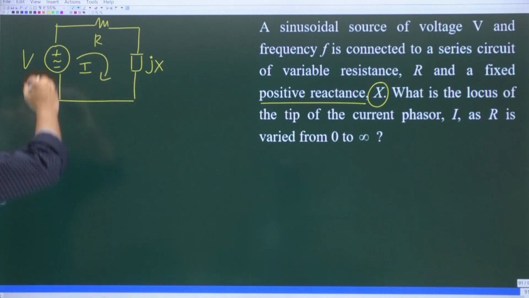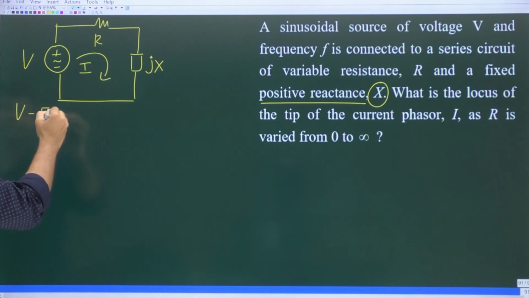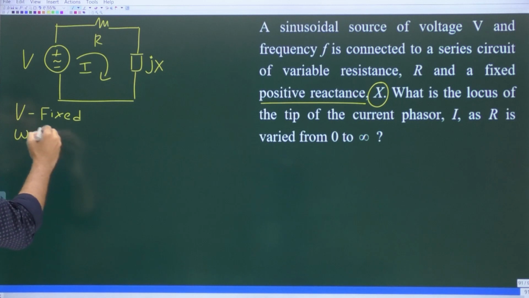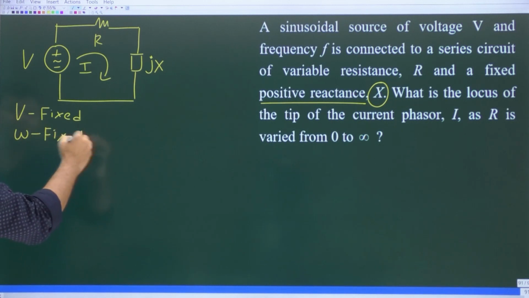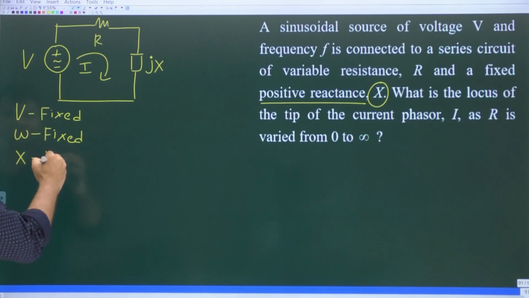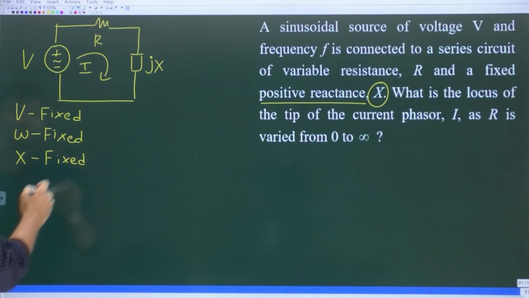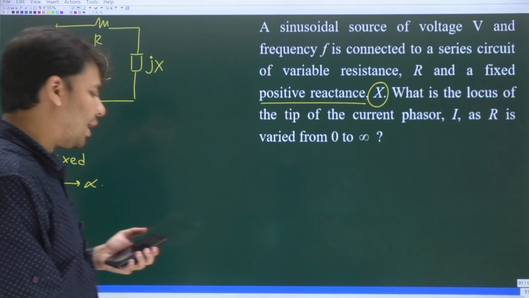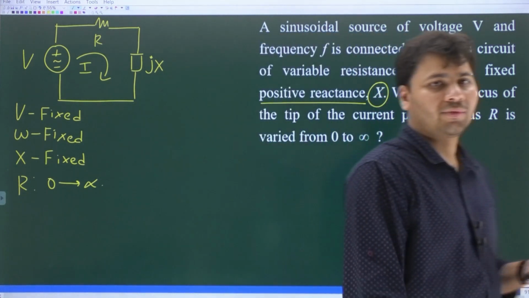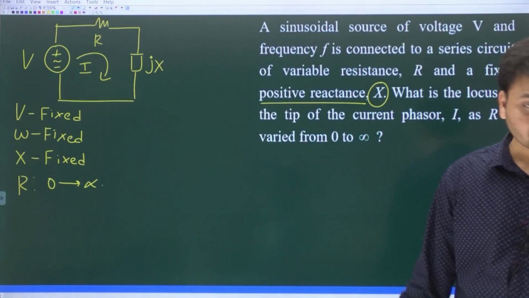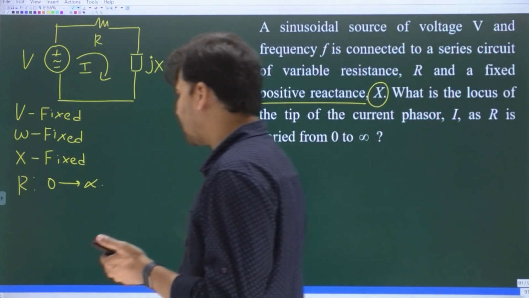So here V is what? Fixed. So V is what? Fixed. Omega, that is the frequency of the source, is also fixed. The reactance value, that is what? The value of X is also fixed. What is being varied? The value of the resistance is varied from 0 to infinity. So when the value of R is being varied from 0 to infinity, what is the locus of the tip of the current phasor I?